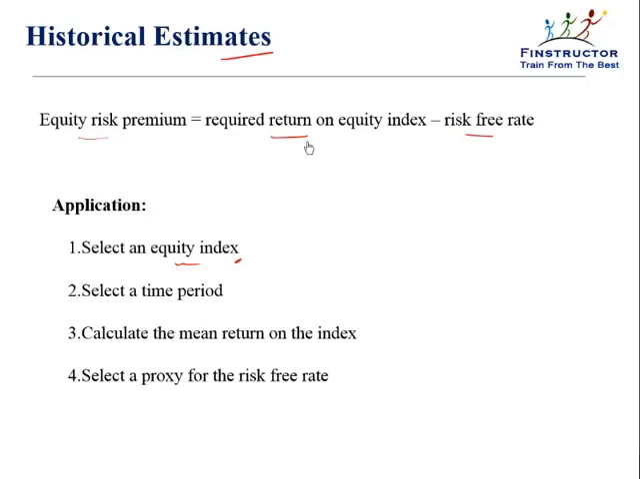Take the difference between the mean return on the index and the average risk-free rate, and that will give you your equity risk premium. That is, on an average, equities have given so much additional return over and above the risk-free rate.